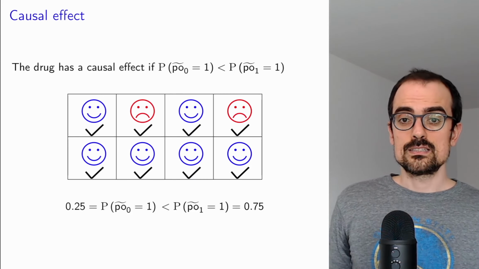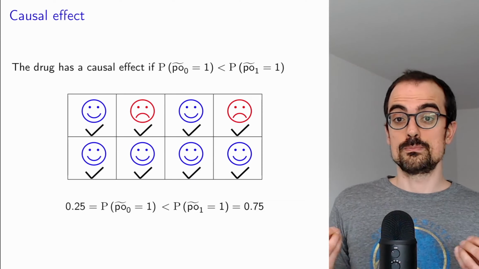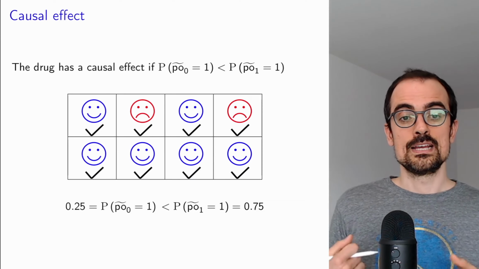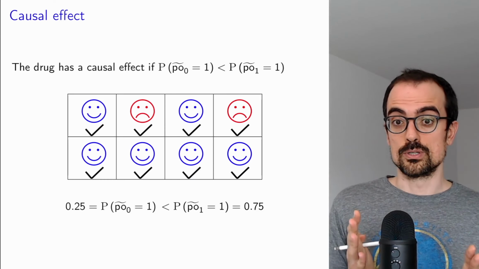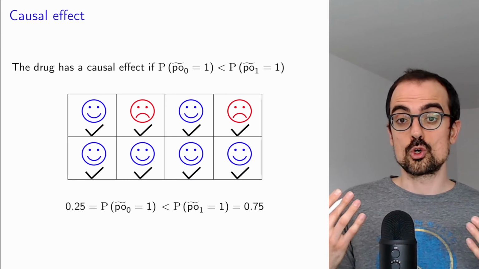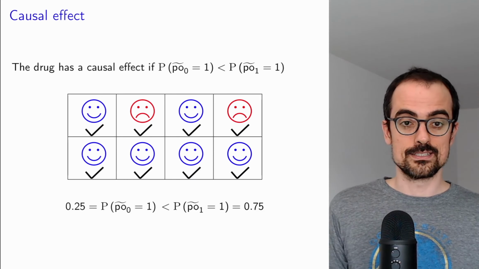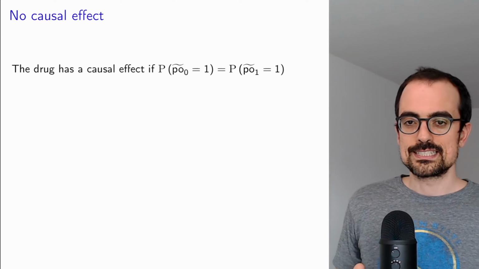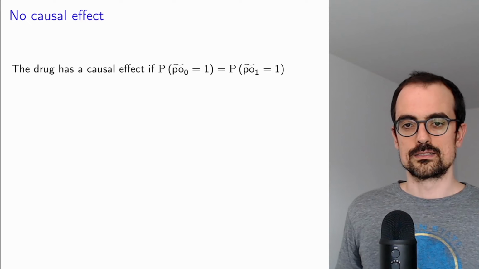This means that the difference between giving the medicine to everyone and not giving the medicine to everyone is 0.5. There's a huge difference. There's a huge causal effect of giving the medicine. This is another example where there is no causal effect.